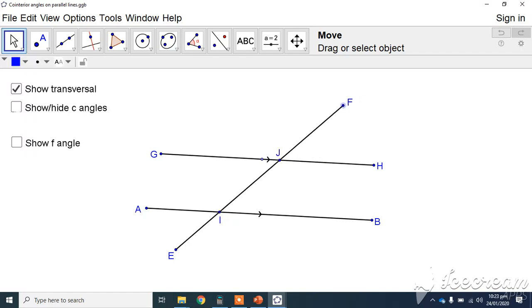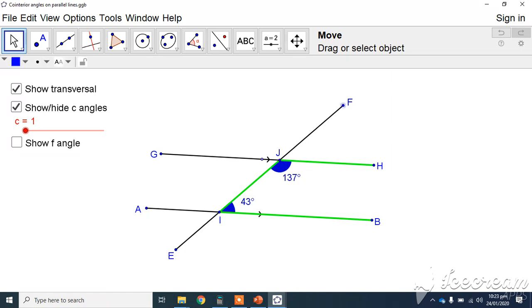So let's show you the first pair of co-interior angles. Right, well, here they are here. These two angles here are co-interior. You can see quickly that they're not the same. Co-interior angles are not the same, but they do add up to 180. So 43 plus 137 adds up to 180.